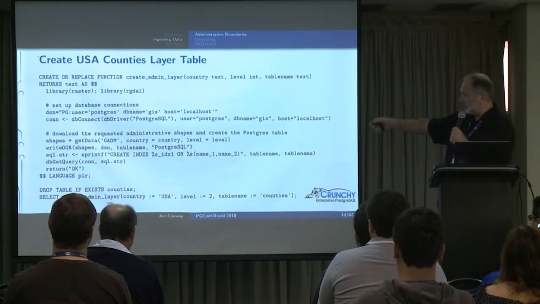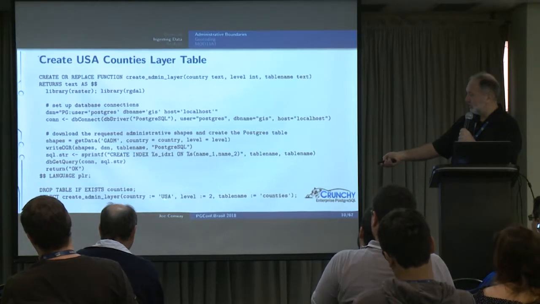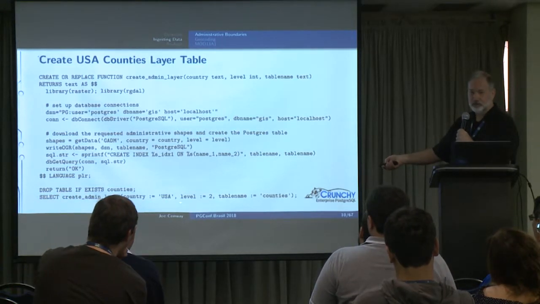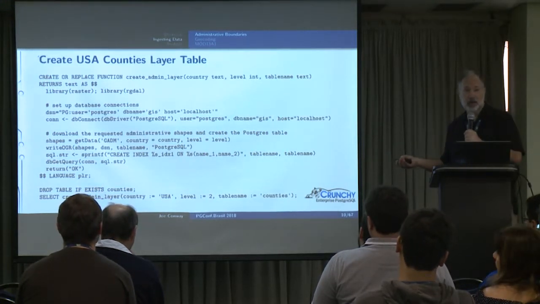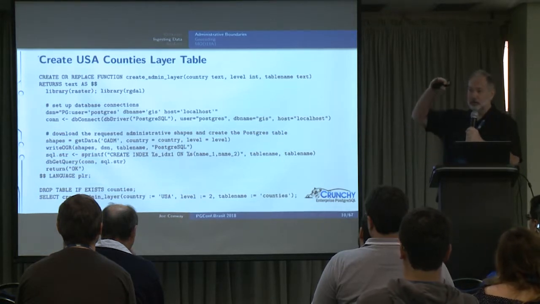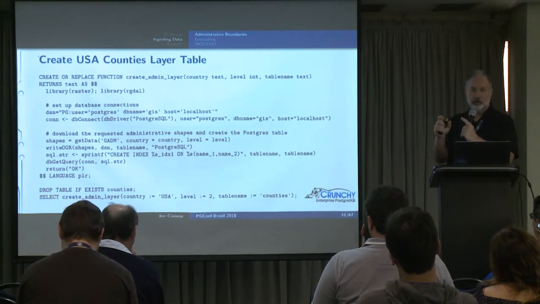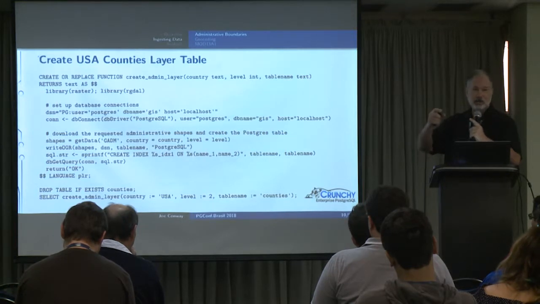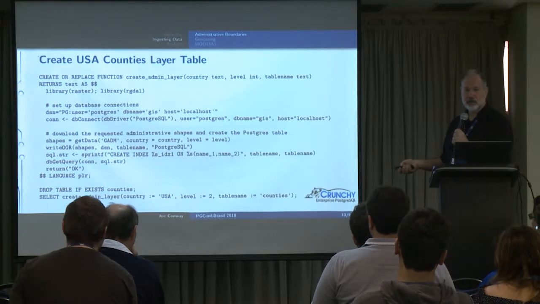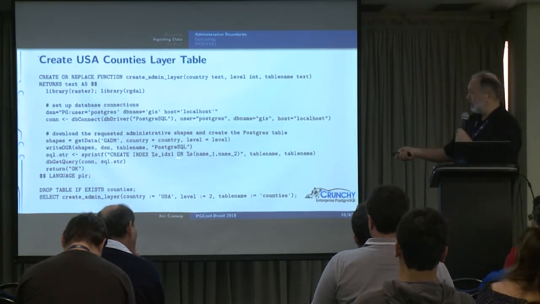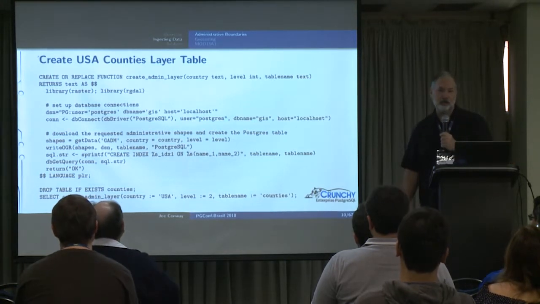So what this all boils down to is if you look down here when I call it, I'm basically saying, give me the boundaries for the USA down two levels. And I'm going to call this layer counties, which means my table will end up being named counties. So in the US, you've got the country, then the states, and then the states are broken down into counties. So level two of the US is the counties. So what I'm grabbing here are all the county boundaries for the United States. Does that make sense? And then I'm creating an index on basically the state name and the county name so that I can quickly get the county that I want.